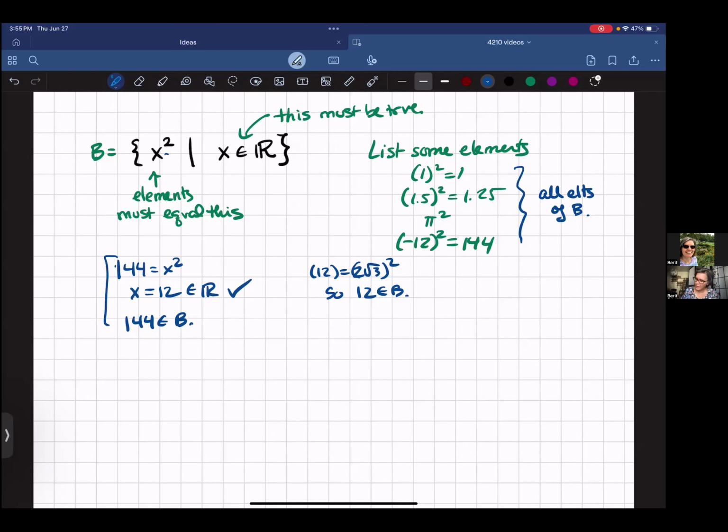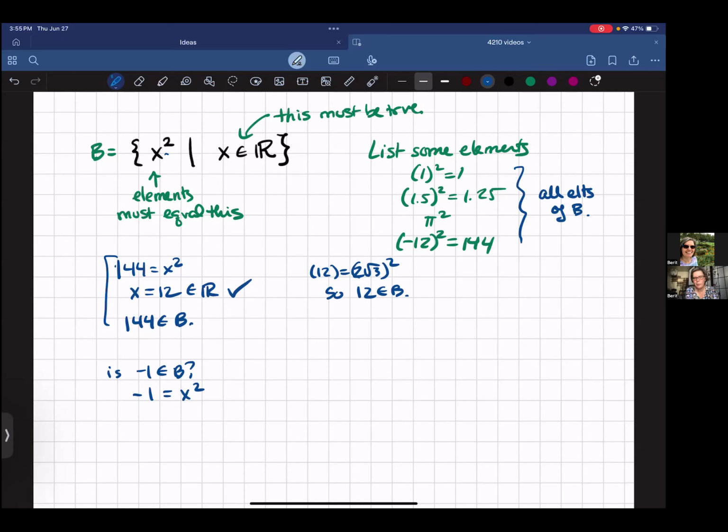What if I tried to think about negative 1? That would mean I would need to be able to make negative 1 equal to what the elements are supposed to equal. So I'd have to say negative 1 equals x squared. If negative 1 equals x squared, what could x equal? Is there a real number that makes x squared equal to negative 1?